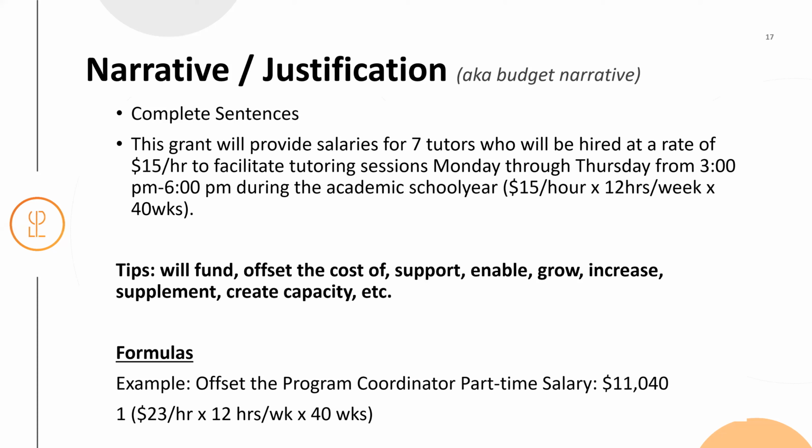So a couple words that you might use: will fund, offset the cost of, support, enable, grow, increase, supplement, create capacity. These are all great tips instead of just saying we will use grant dollars to. Because donors want to know they're not the only ones contributing. So if you have funds from your general operating expenses offsetting that salary, then let them know that their funds will be offsetting the cost of a particular item, not covering the full dollar amount. If a donor is wanting to fund a capital project, then you could say 100% of grant funds will support or enable us to purchase. So really choose your words wisely. You only have a few of them in the grant or the narrative.